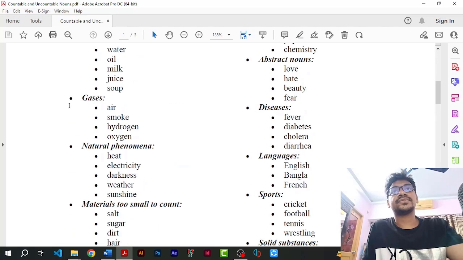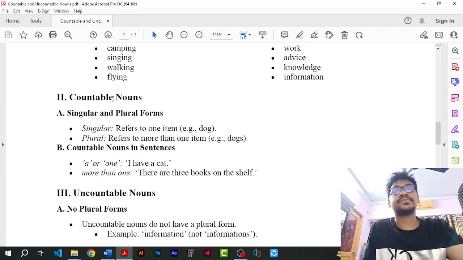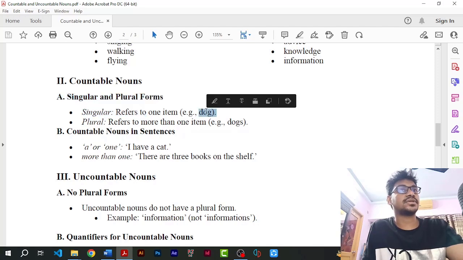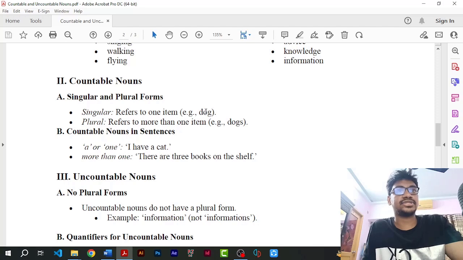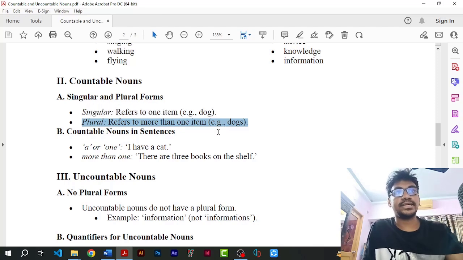Let's go to number 2. So number 1 we had the introduction part, the overview. Now we will go to particular characteristics of countable nouns and uncountable nouns. So countable nouns have singular and plural forms. For example, dog, the basic word dog, cat, dog. So there is a singular word, and there is also a plural form by adding s or es. For example, if it's a tomato, we have to add es, tomatoes.